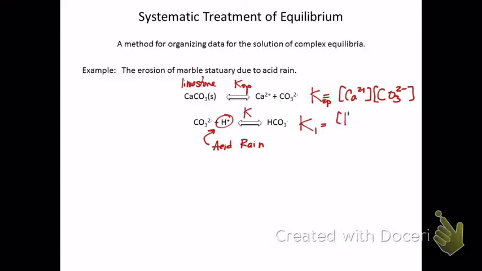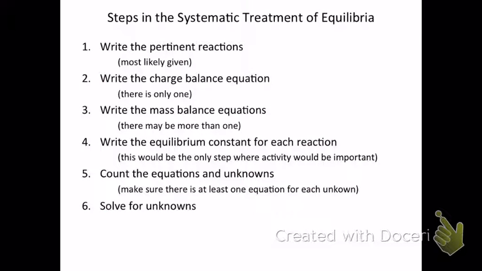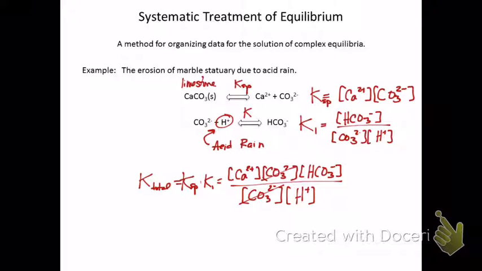We can write K expressions for both the KSP and for K1. These are not hard to do. And in the end, we can write a total K for this, where we take the product of the two Ks, which is the sum of the two reactions. We can actually cross out a couple of the reactants, our carbonate, top and bottom. But the problem is that we're still, at the end, left with more unknowns than we have information to solve for. And so we need more equations.